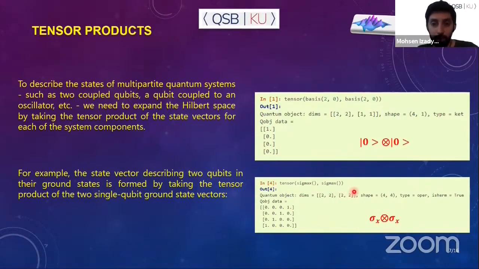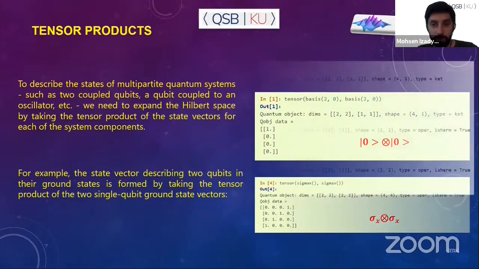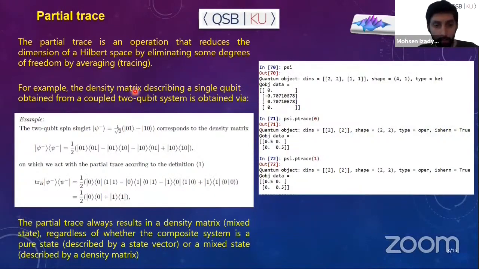So after introducing the tensor product in QuTiP, what we need is the partial trace. This is the partial trace. This is again a very simple function for the partial trace of your system. And I'm going to again show you, by taking an example, how you can use it.